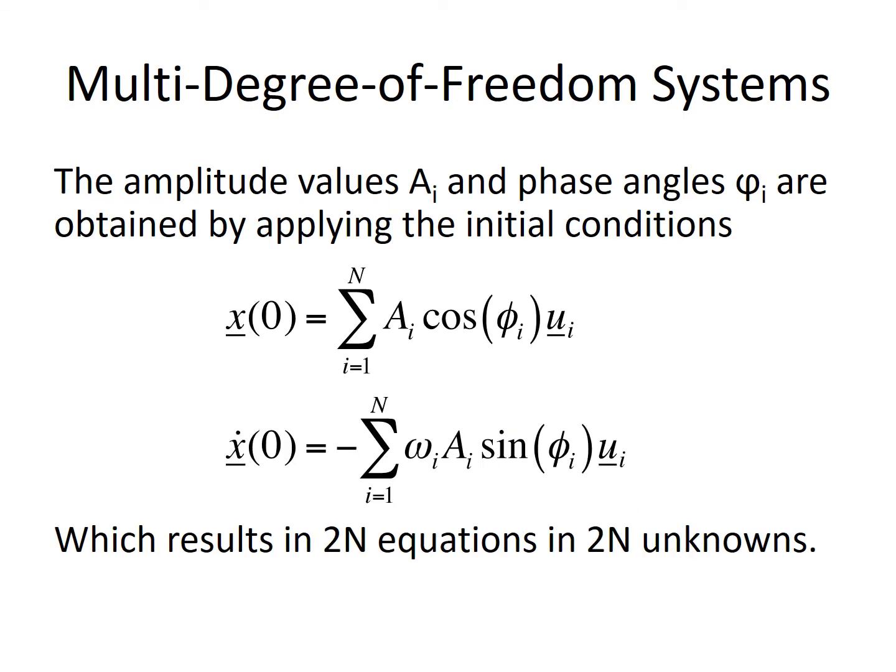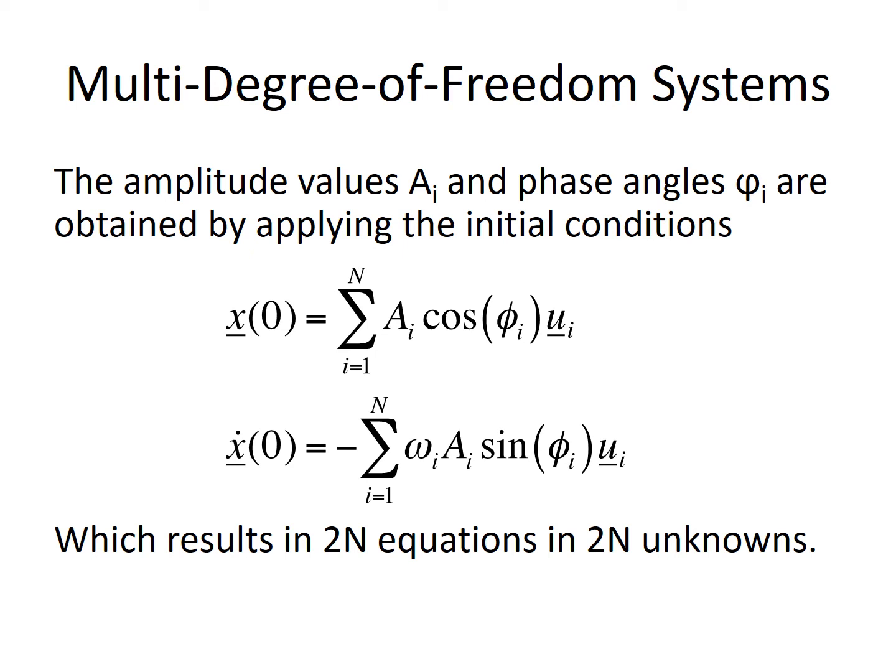The final step in solving for the free response of the system is to determine the amplitude and phase shift of each mode of vibration. As we did with the single degree of freedom systems, the amplitude and phase shift is computed from the initial displacement and initial velocity. For multi-degree of freedom systems, there is an n by 1 vector of initial displacements and an n by 1 vector of initial velocities.